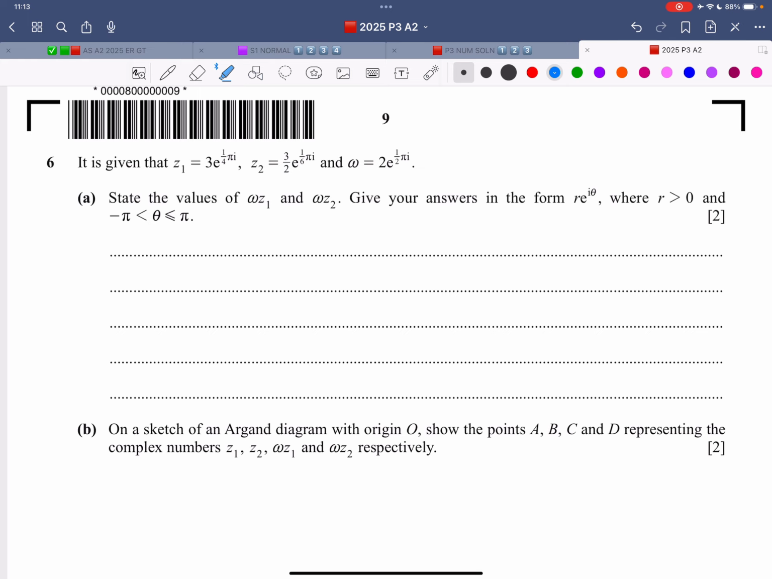So now over here, the question is: given z1 is 3 and pi by 4, that is, the argument is pi by 4, 3 is the modulus. z2, 3 by 2 is the modulus and pi by 6 is the argument. Got it? And then the third one is w, a strange kind of symbol, some Greek or Latin symbol. This is 2 and this is pi by 2. Now, first thing that they're asking is to state the values of wz1 and wz2.